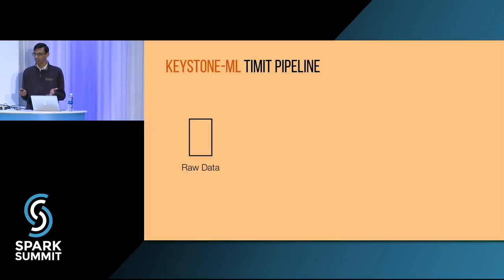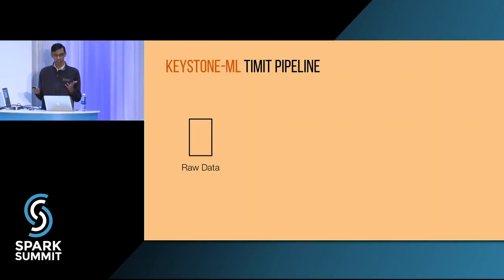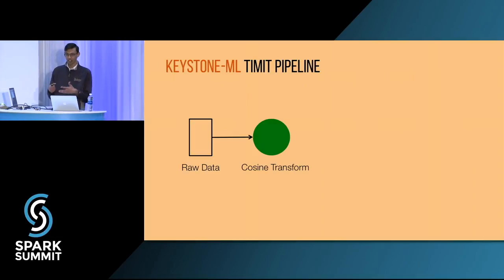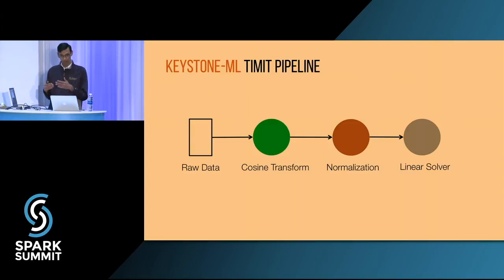At a high level, the pipeline looks something like this. We start off with some raw data, the wave files, and we extract some speech features from it. Once we extract the features, we then do a bunch of featurization steps. For example, we do a cosine transformation in this workload. Following that, we might do some normalization on the output of the cosine transformation. And after that, we might pass it on to a learning algorithm, for example a linear solver or an SVM-like solver, which will ultimately learn the model.